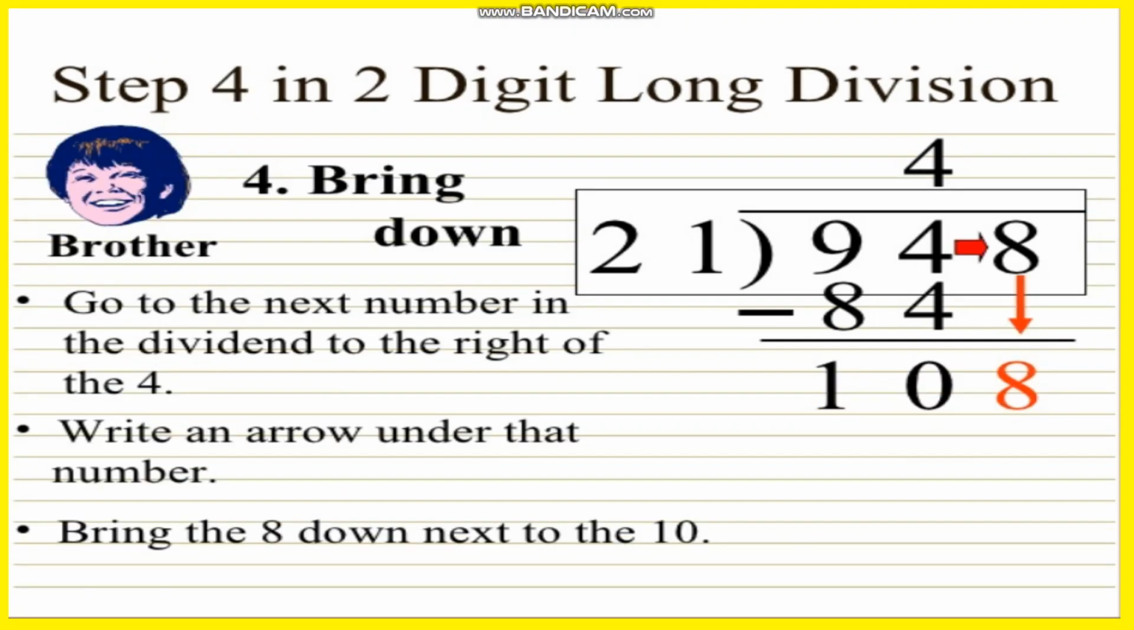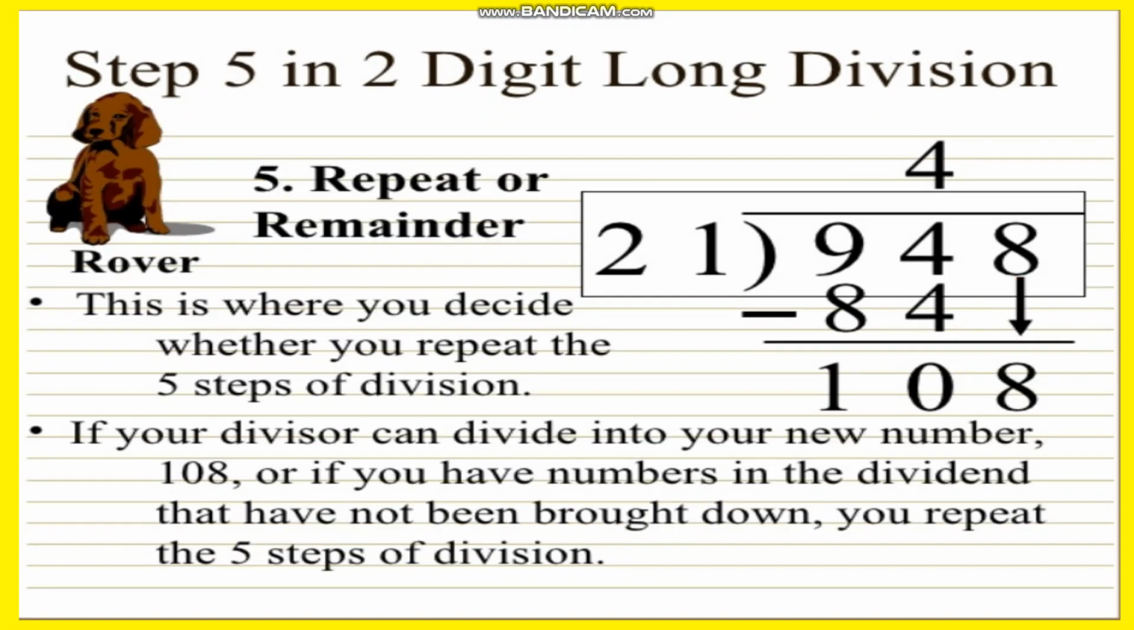Next step is bring down. So what are we going to bring down? Bring down the number which is there. So now 8 is left, so we will bring down 8. So now what is our number? 108. Now we will see 21 and 108. Okay. Now we will draw an arrow and bring it down to the number next to 10. So now here we are deciding.